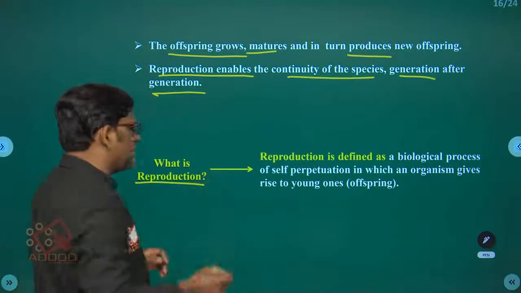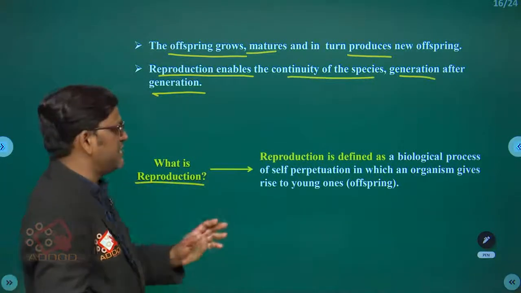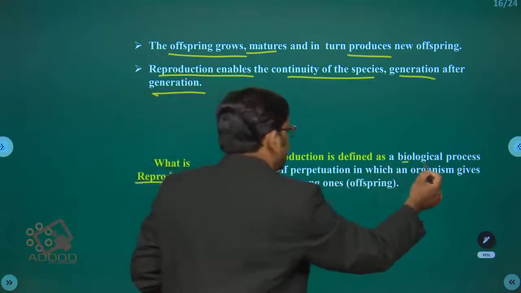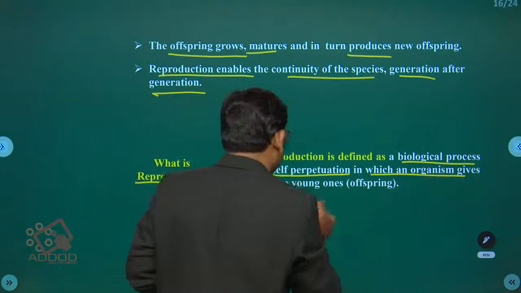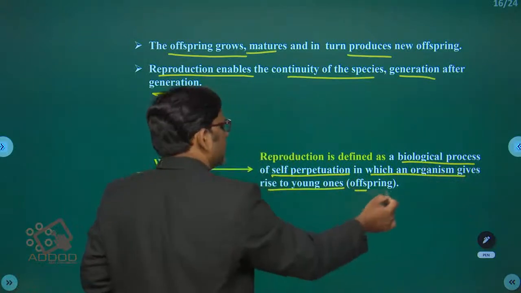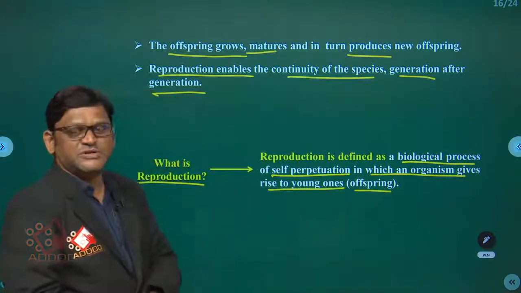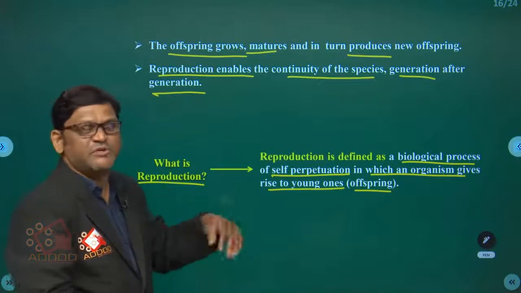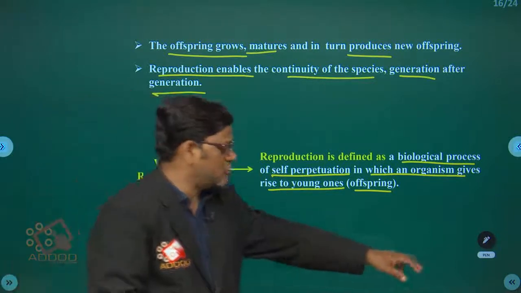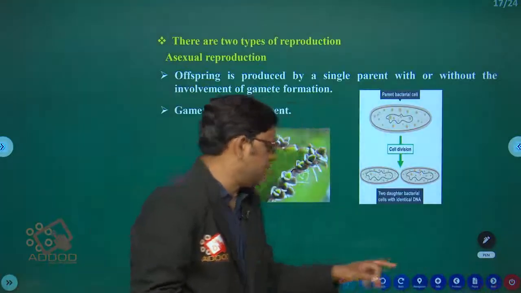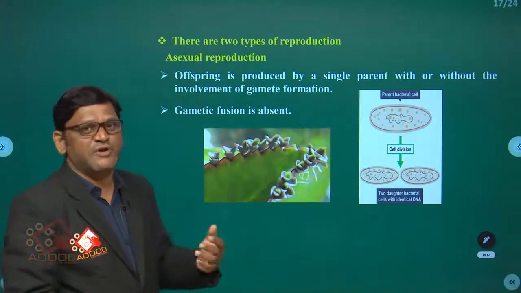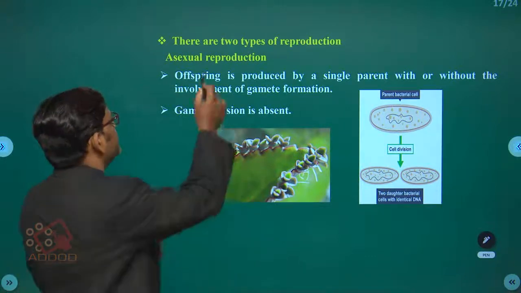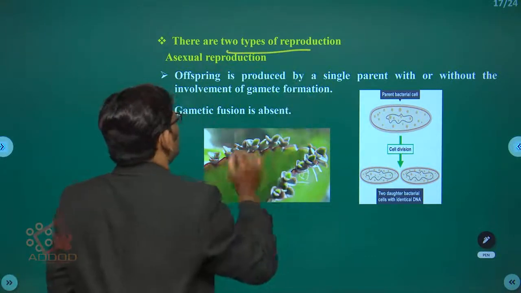Then what is reproduction? Simply speaking, it's a biological process of self-perpetuation in which an organism gives rise to young ones or the offspring. That is called reproduction. It is one of the characters of a living organism. If you see this reproduction, it is of two types.